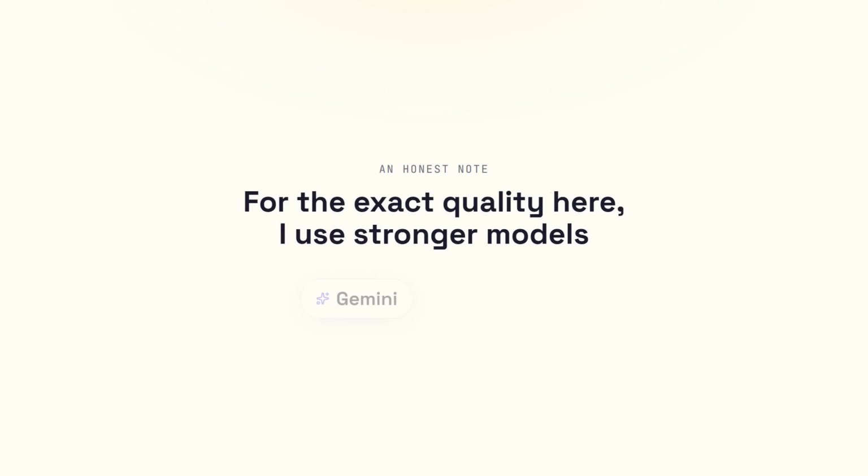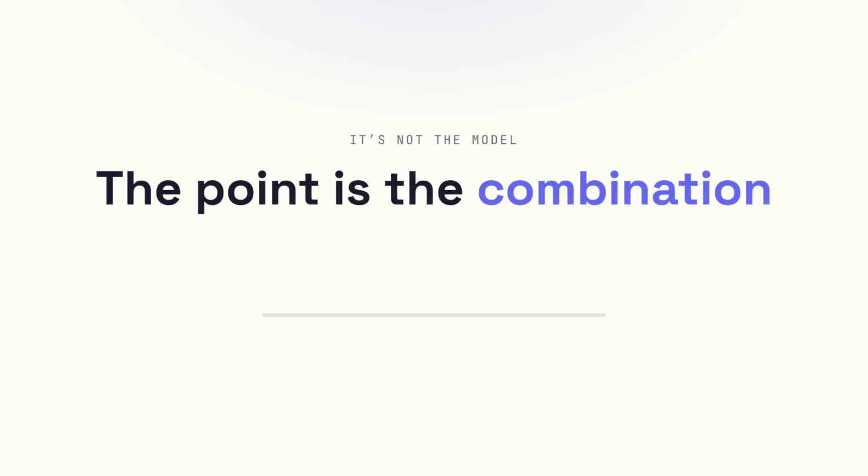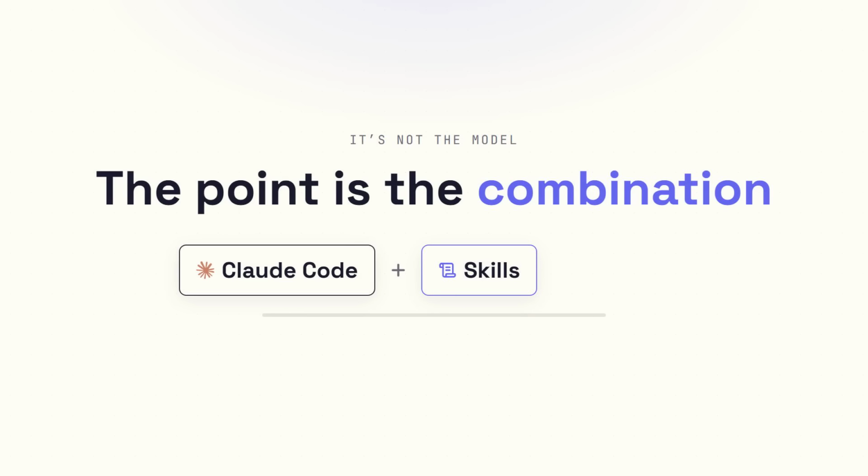Now, one thing I want to be honest about: in this project, the story generator, to get the exact quality you see here, I'm using more powerful models like Gemini and Seedream. But the point isn't the model. The point is in the combination. Combining Claude Code with skills plus APIs working together, that's the engine. And that's what I want you to understand from this video. If you understand this, just imagine what we can build.